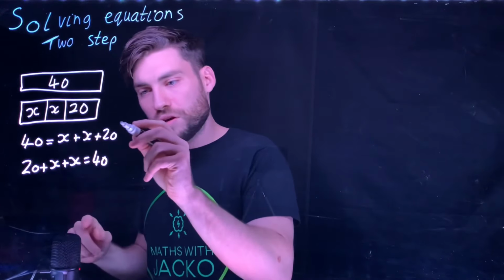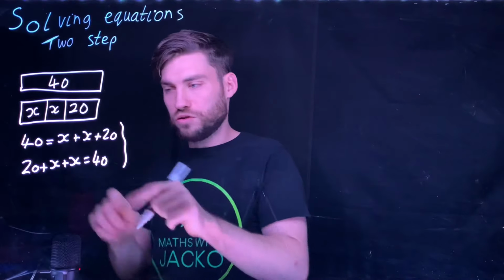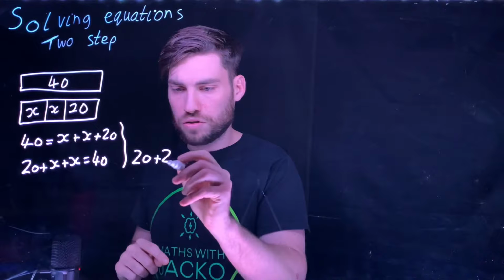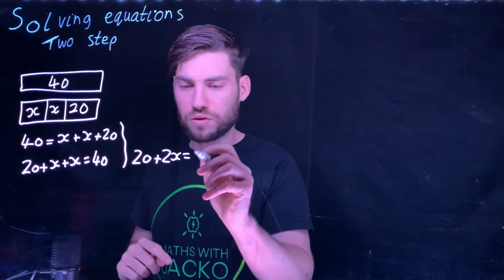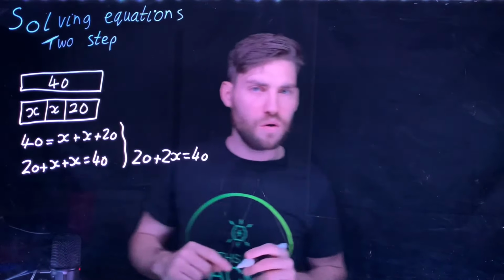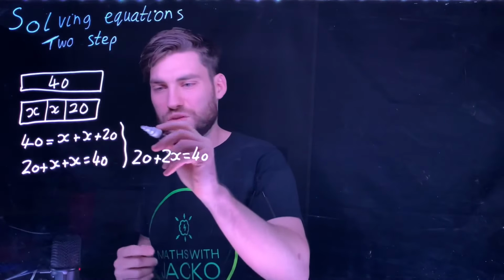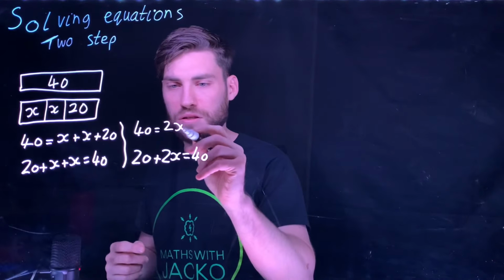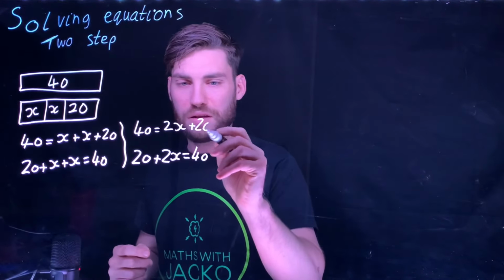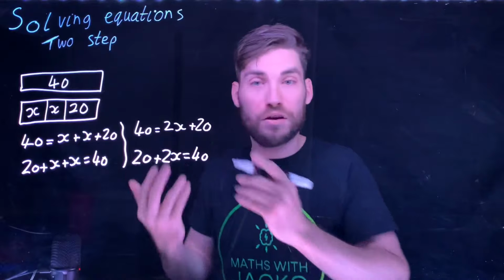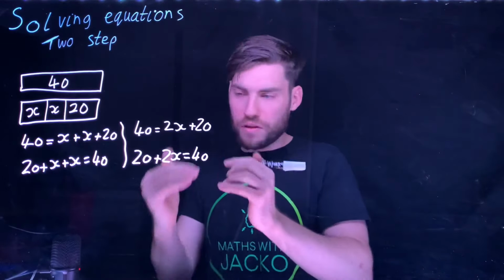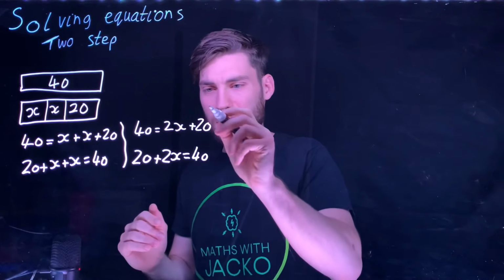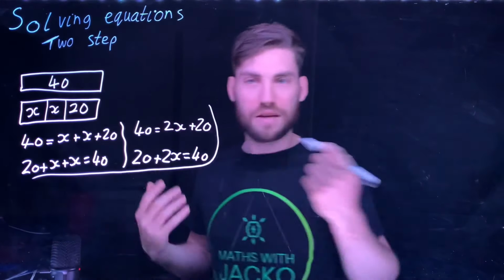Just so you know, these two would shorten down. So I'll just take this bottom one here to 20 plus 2x equals 40. That would simplify to that one. And again, this one would go 40 equals 2x plus 20. Remember when we did that? x's added together make 2x. Now we've got this. Some of you might have already solved it actually. But if you want to pause the video and see, can you figure out what x is?